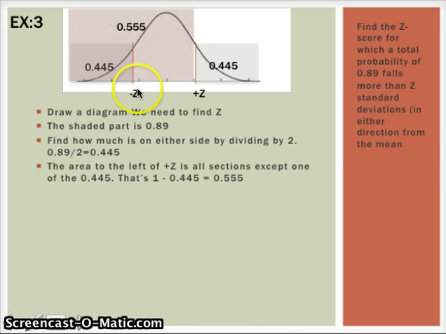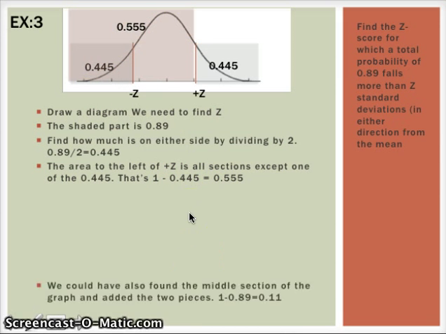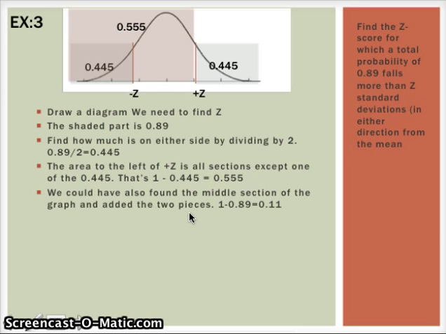That's this area here. Now we could have also found that same number by finding the amount in the middle section, right? We could have subtracted it from 1 and found 0.11. That would have been the number in the middle. Then we could have added these two sections together to get the 0.555. So either way is fine.